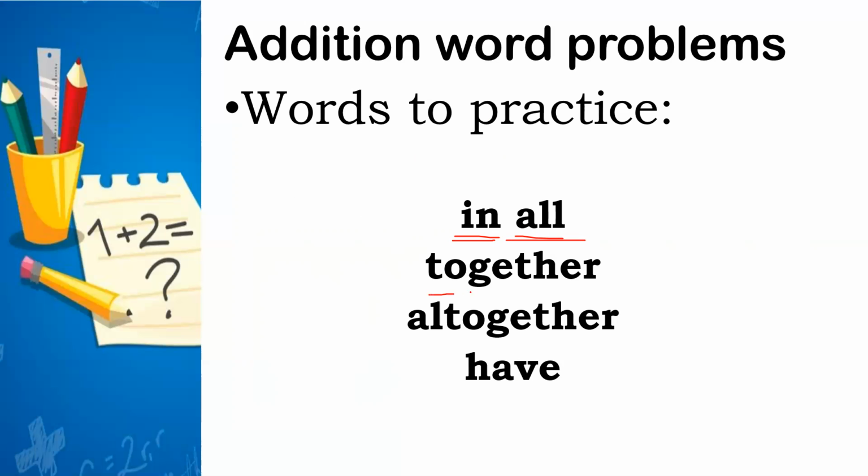Next, together. Together. Good. Next word, all together. All together. Okay, have. Have. When you see these, except for have, when you see these three, it means addition. We are talking about addition.